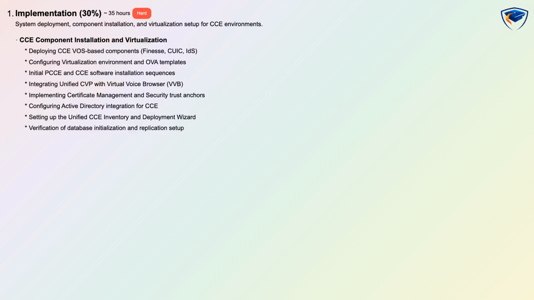Implementation, weighted at 30%, is a hard domain with about 35 hours of recommended study and a hands-on plus conceptual assessment. You will learn to deploy CCEI-based components including Finesse, CUIC, and identity services, and to configure the virtualization environment using OVA templates and the Unified CCEI Inventory and Deployment Wizard.